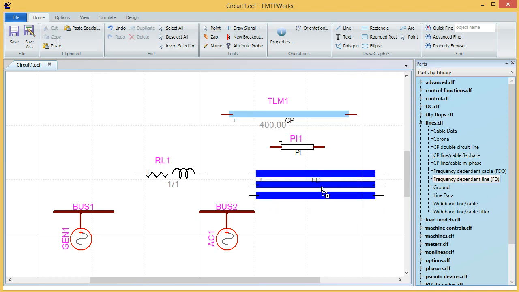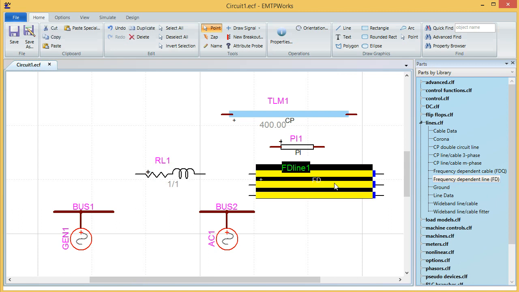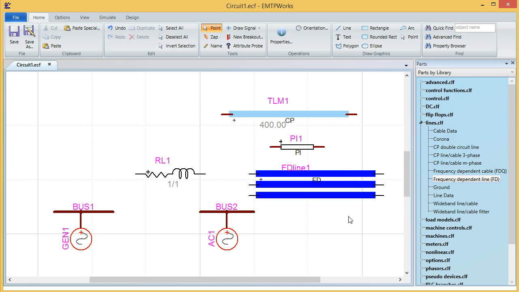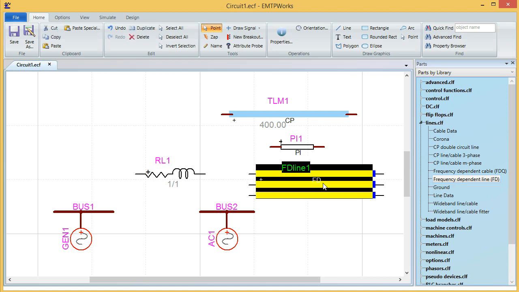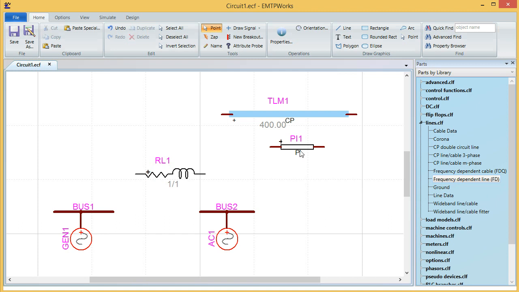Another option is the frequency dependent line. I personally don't recommend using this one for fault analysis because I don't think it is worth the trouble. It is the most precise structure that you can use for lines, but it depends on what study you are trying to conduct. It makes the simulation very complex, and you're going to need a lot of time to run it. So for my study, I'm just going to use the RL branch over here.